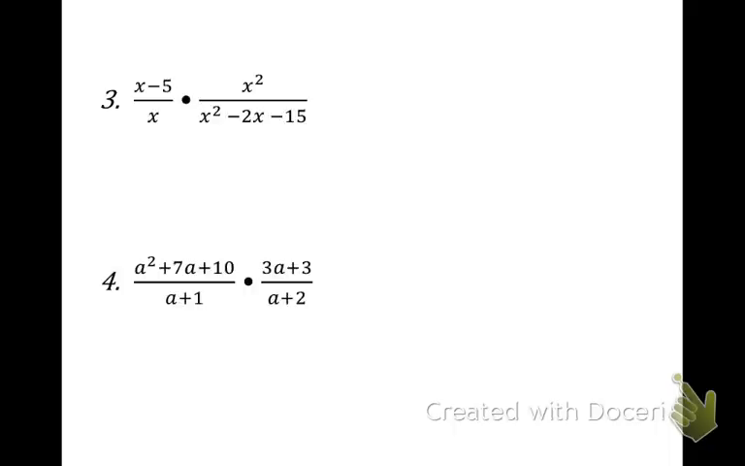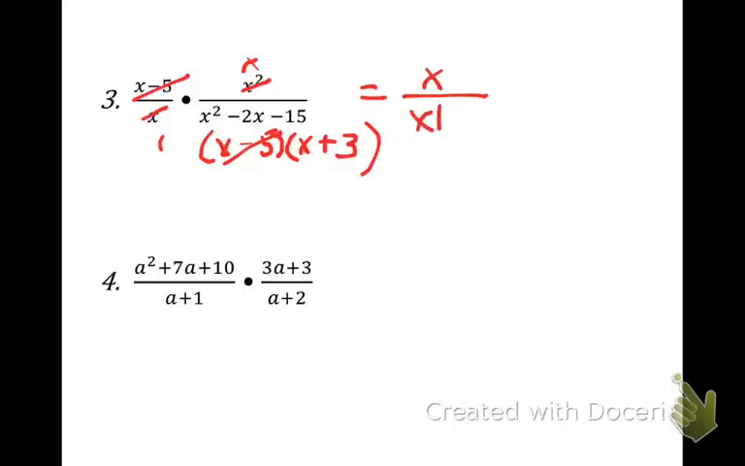So if need be, you need to factor, which we do need in this case. So I'm going to factor this denominator. Factors of 15 that are going to differ by 2 would be 5 and 3. 5 needs to be negative, 3 positive. So my x minus 5's cancel. This x cancels with x squared, leaving me x over x plus 3. Again, we can't cancel the x's because of the plus sign. You can only cancel factors, things being multiplied.